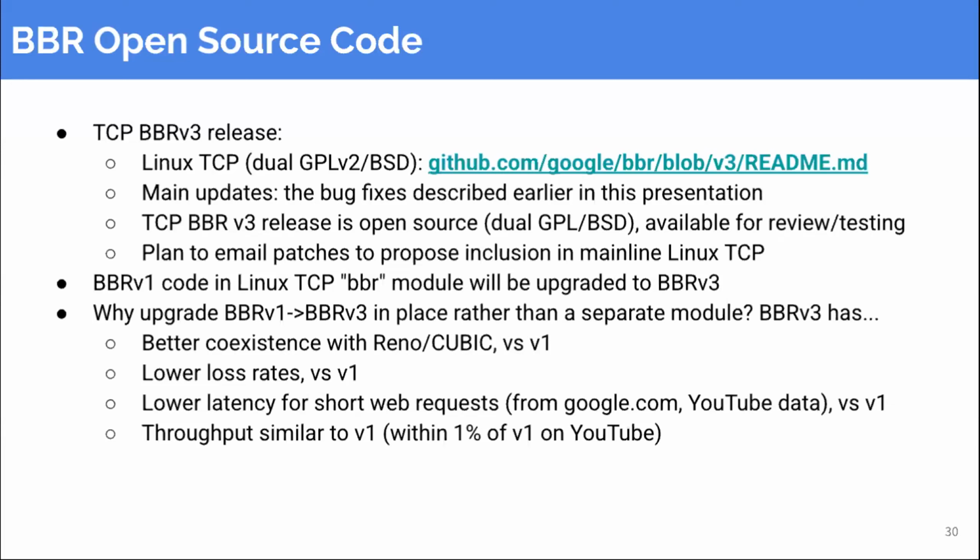And so why are we upgrading it in place rather than creating a separate congestion control module? Basically, that's because the new code, BBR version 3, has better coexistence with Reno and Cubic, the classic incumbent or legacy congestion control protocols. It also has lower loss rates than BBR version 1. It has lower latency for short requests in our experience on google.com and YouTube. And it has throughput that's very similar to BBR version 1.